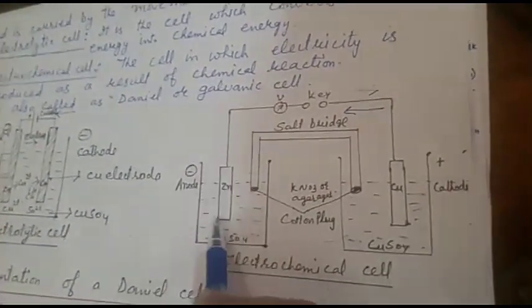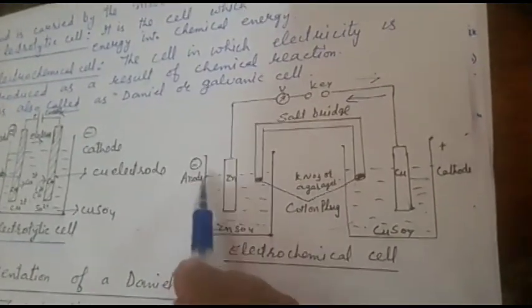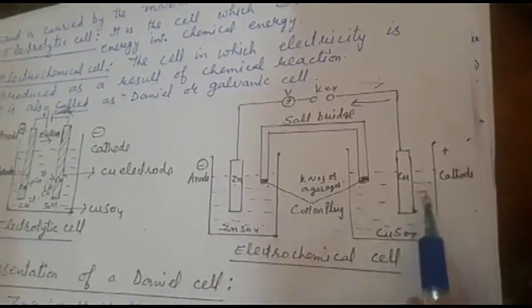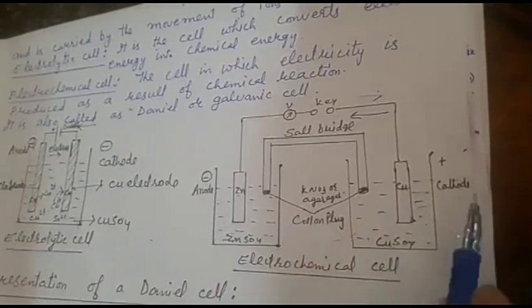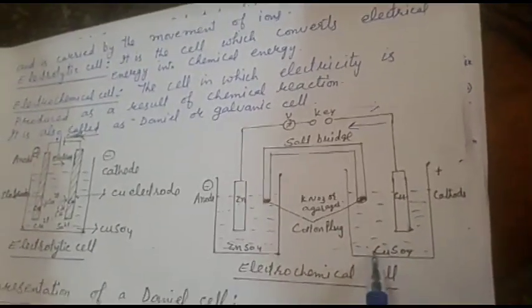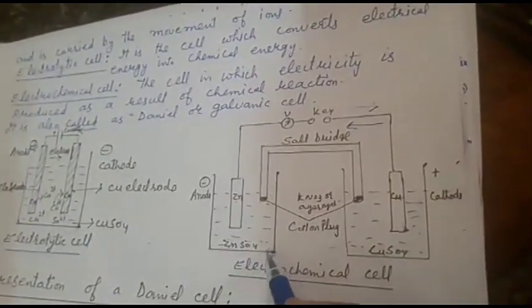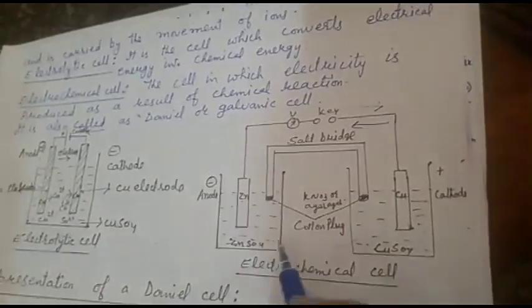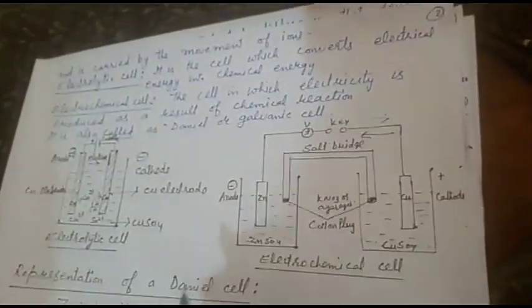Here, each electrode is dipped in its own ions. If this is the zinc electrode, it is dipped in zinc sulfate solution, and if this is the copper electrode, it is dipped in copper sulfate solution. As we have already said, it is the conversion of chemical energy into electrical energy. This is the voltmeter and this is the key.